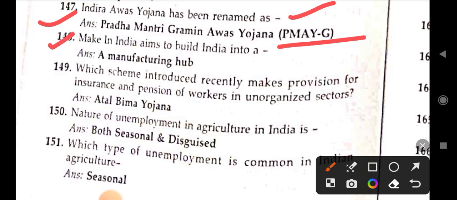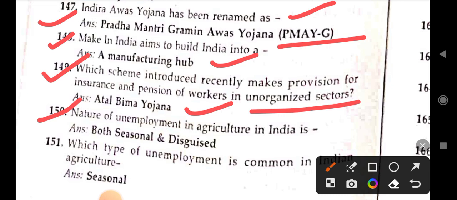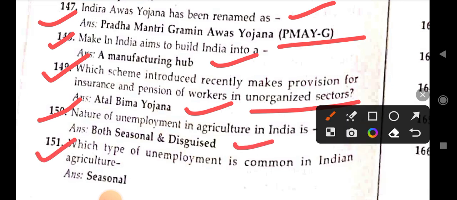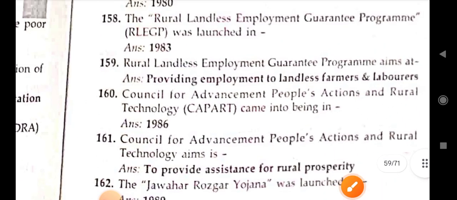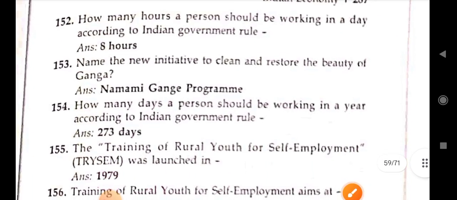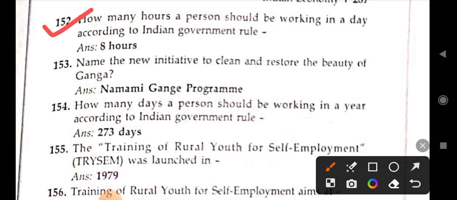Make in India aims to build India into a manufacturing hub. Which scheme introduced recently makes provision for insurance and pension of workers in the unorganized sector? Atal Bima Yojana. The nature of unemployment in agriculture in India is both seasonal and disguised. Next, which type of employment is common in India? Agriculture. Seasonal. Next, how many hours should a person work in a day according to Indian government rule? 8 hours.